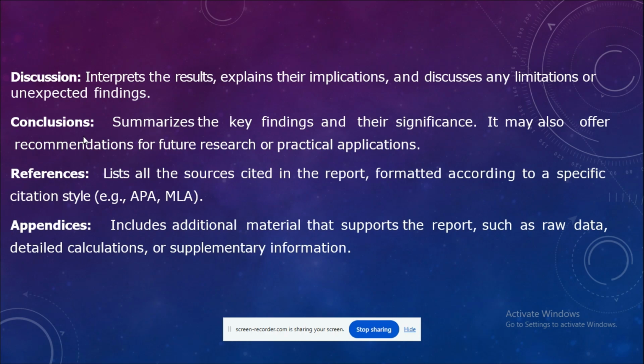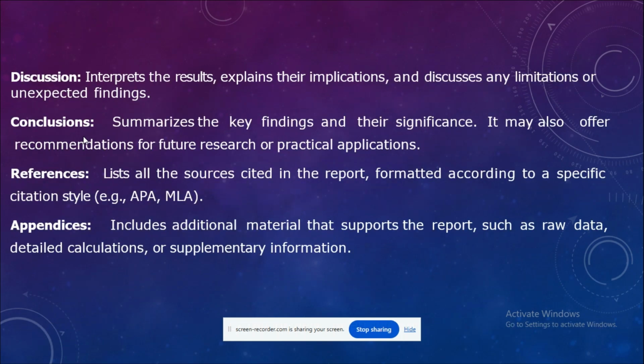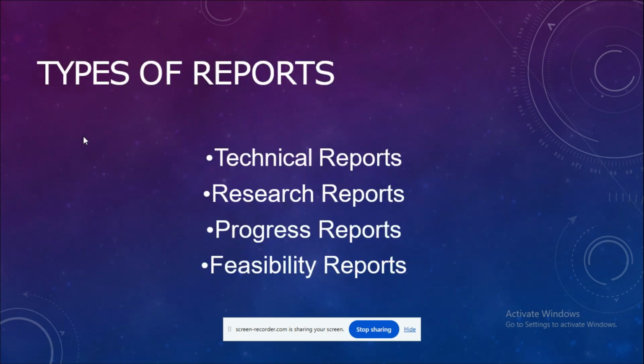It may be mathematical calculations, the detailed mathematical calculations, how you collected the data, and the abbreviations. Those kinds of things can be added in the appendices. So generally, when we talk about the structure of the report, we should have the title page, abstract, introduction, literature review, methodology, results, discussion, conclusions, references, and then appendices. And then we go for the types of reports.